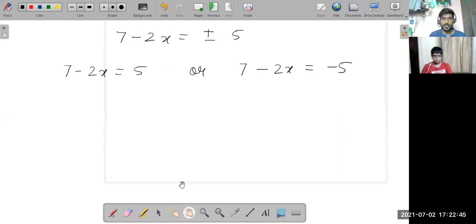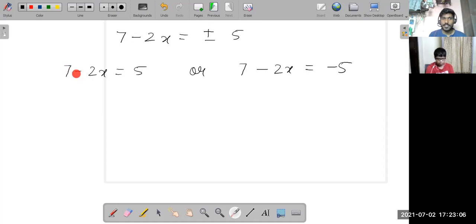Now look at the first equation. In the first equation, which number are you taking to the other side? 7. What is the sign of 7? What sign does it have? Minus.